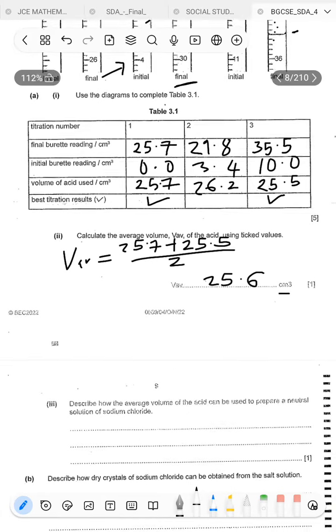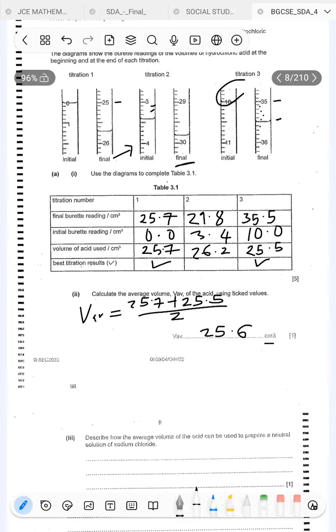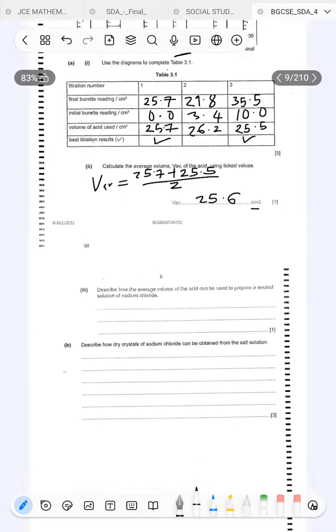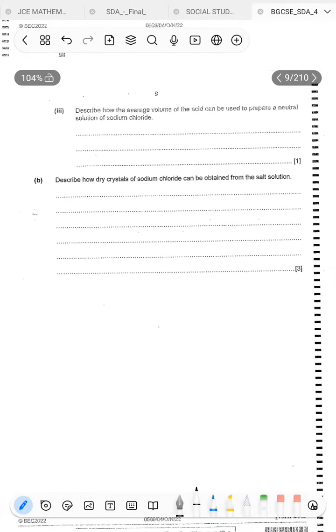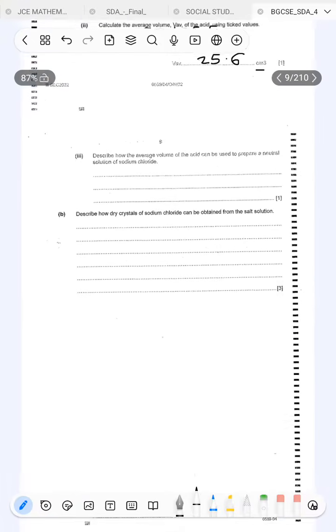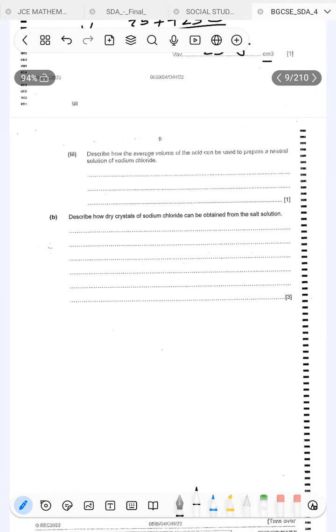25.6 cubic centimeters. So this is one of the questions you should get free marks. Actually, this is just free marks. Okay, let's continue. Roman figure 3, describe how average volume of acid can be used to prepare a neutral solution of sodium chloride.